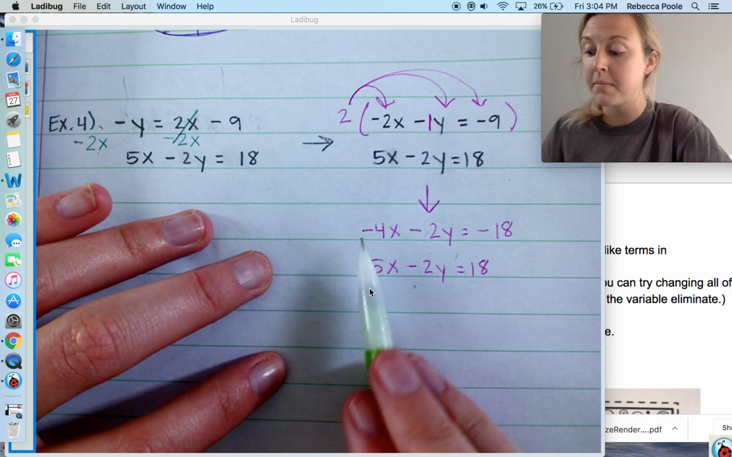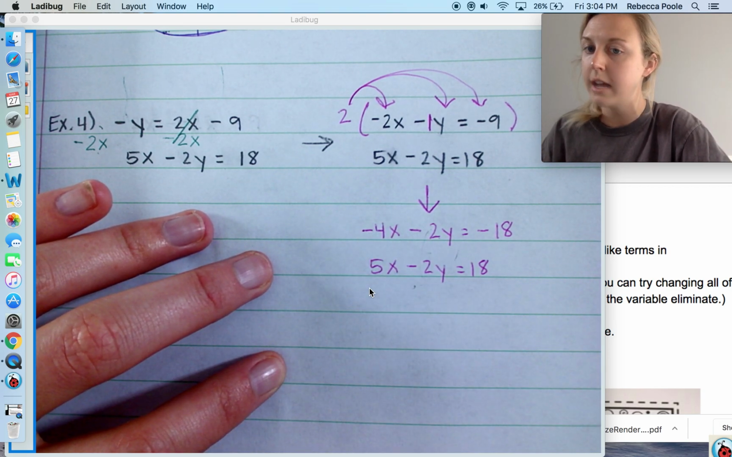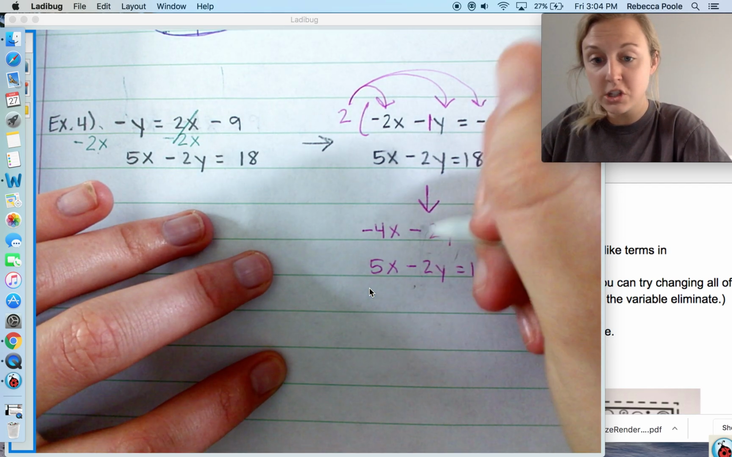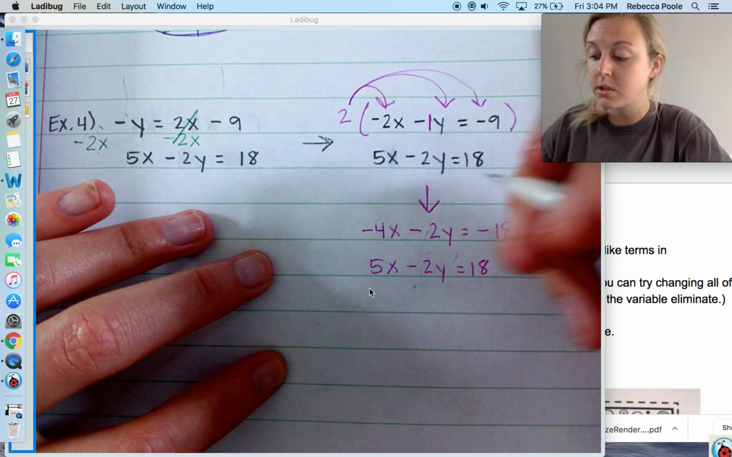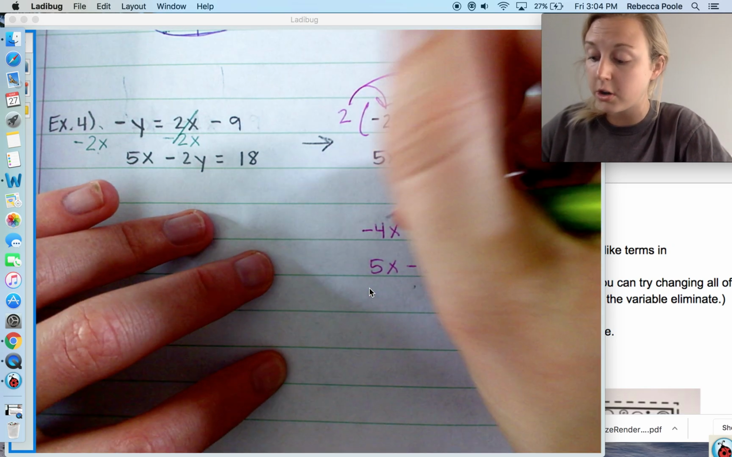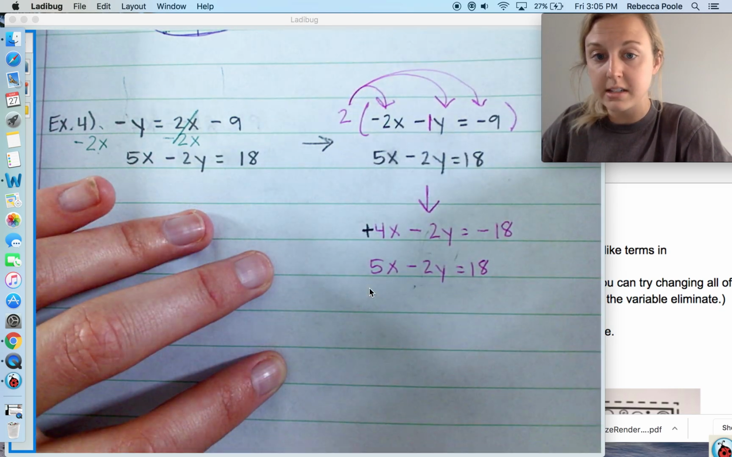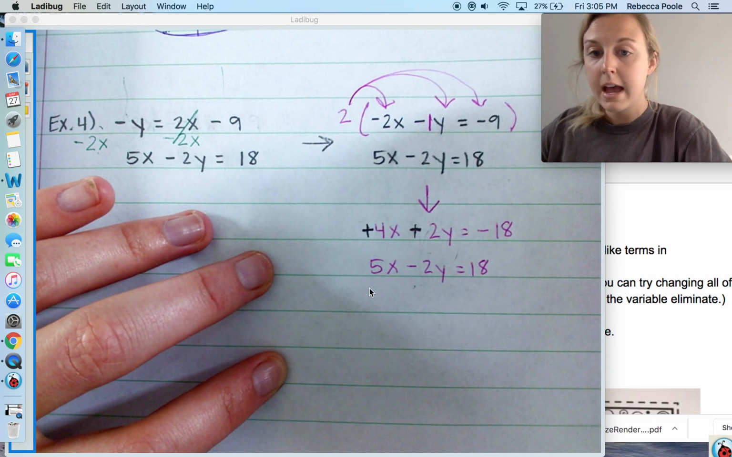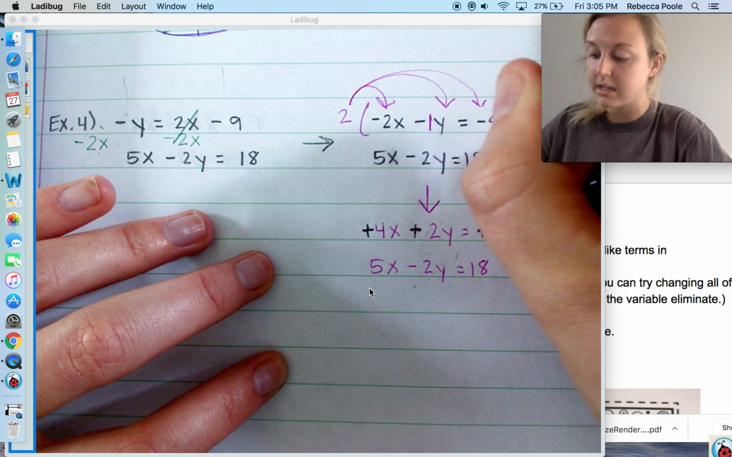Very good. Now, does it matter which one you go change all the signs to? No. As long as these two are opposite, they'll cancel. So this time I'm going to change all the signs in the top just to show y'all it doesn't matter, okay? So instead of negative 4x, that's now positive. Instead of negative 2y, that's now positive. And instead of negative 18, that's now positive.